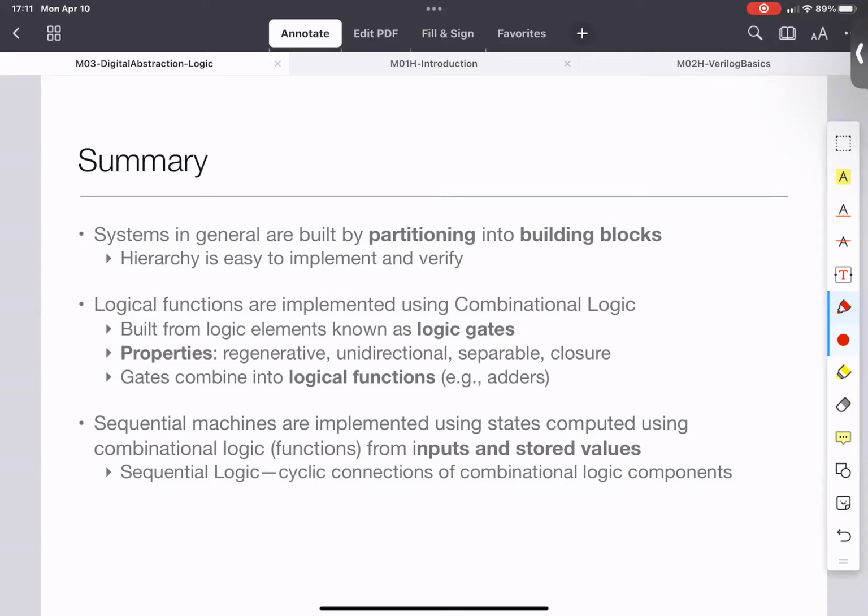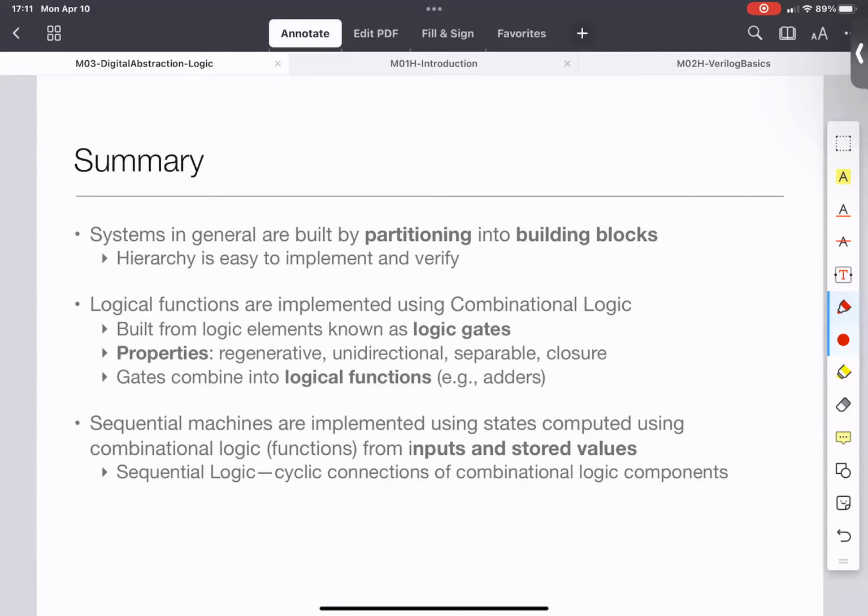And so any cycles are all inside that register. We are not going to allow for any cycles in the combinational logic outside the system, outside those registers.